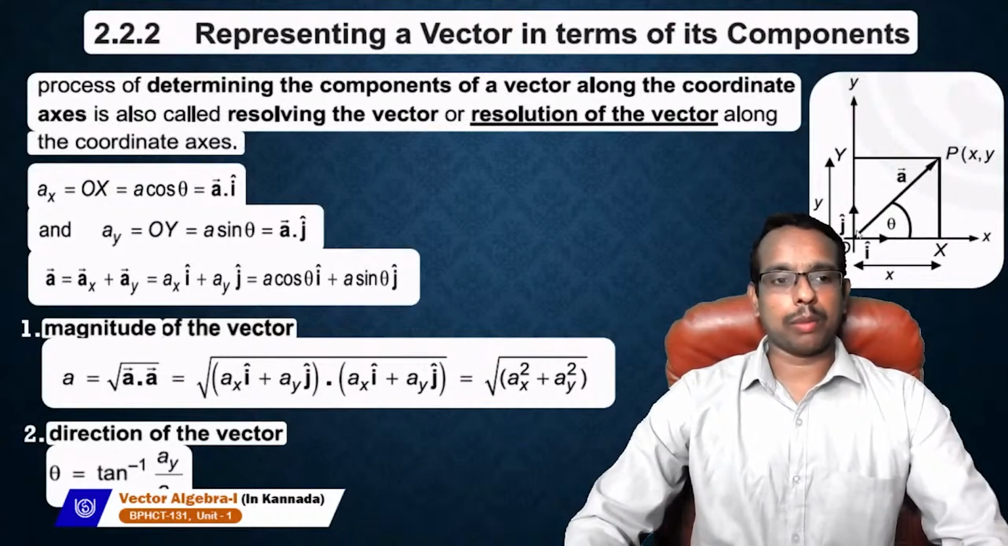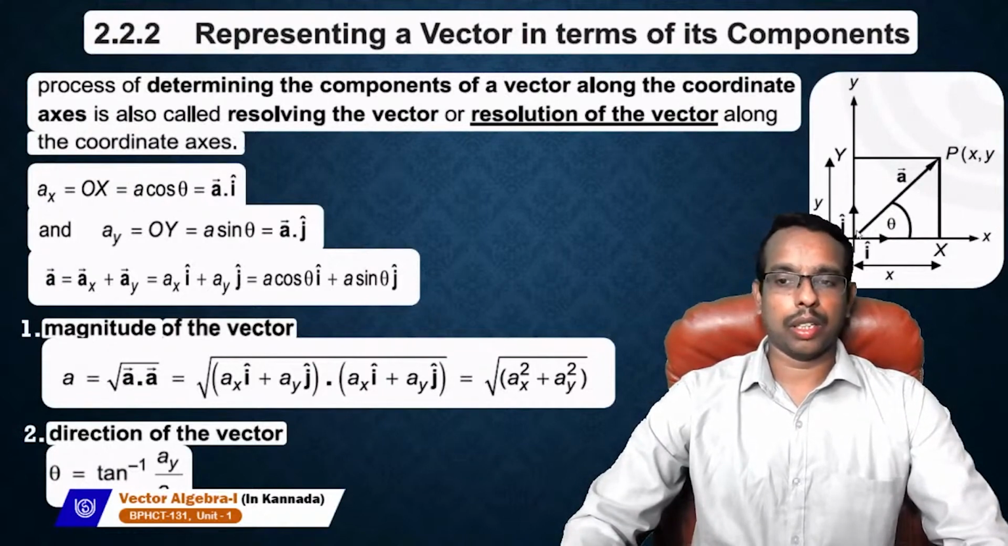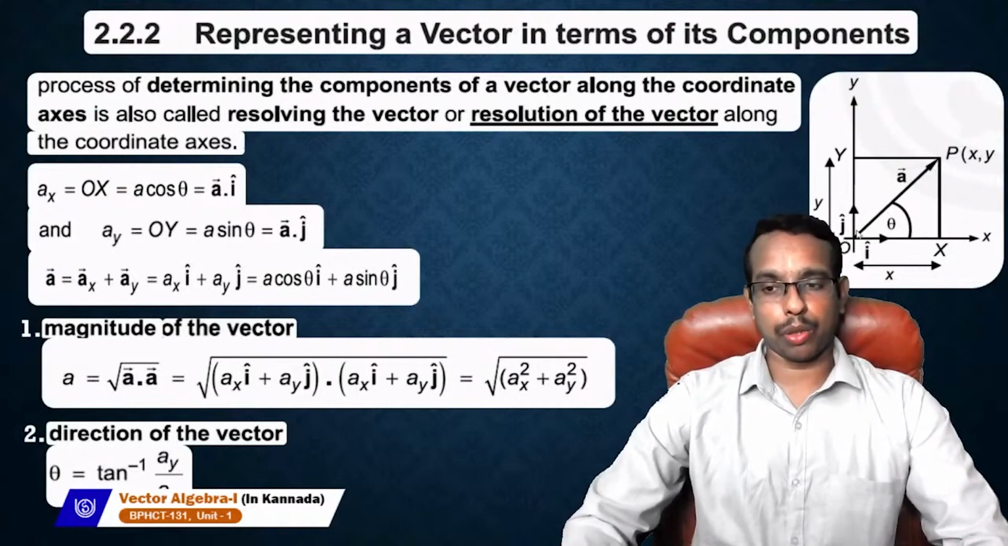Next comes the magnitude of a vector. That is nothing but the value of a. So how do we find the a value? We already know, as in the previous class we went through how to find the magnitude of vectors.